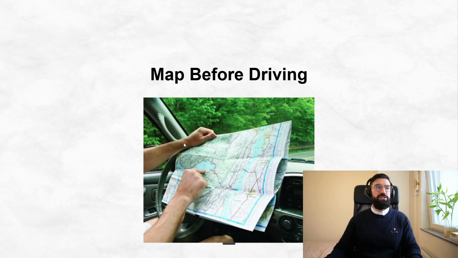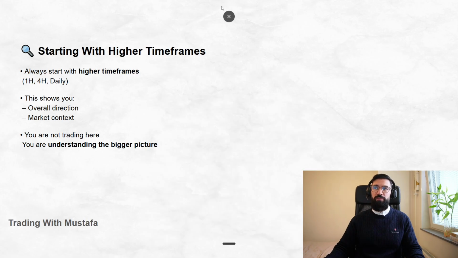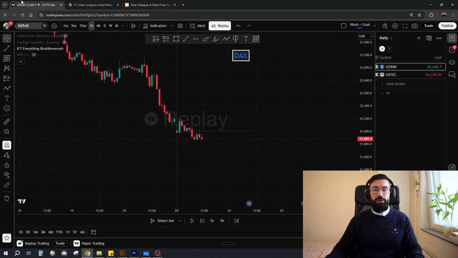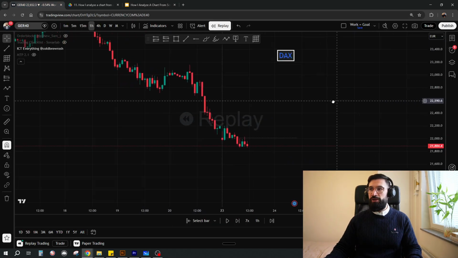I'm using this metaphor as a map. When you want to drive to some place, not now, but before, when we didn't have phones and stuff like that, we used a map. This is what I'm going to show you, how I do my technical analysis, because if we have a map, we know where we are going, right? And if the map is not clear, we're not going anywhere. So this is what I usually do.